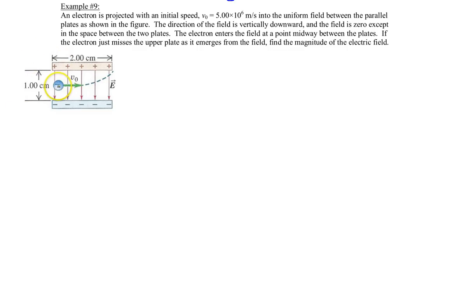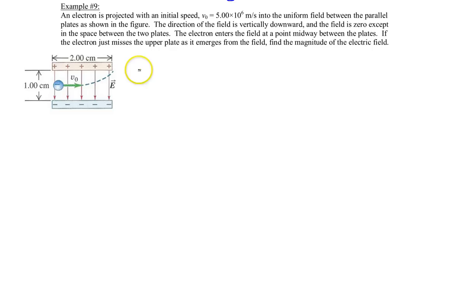And we have an electron that's projected horizontally and being deflected along this path that's curved like a parabola. So this is kind of a projectile motion problem involved with electricity. What we're trying to find is the magnitude of the electric field in this problem.